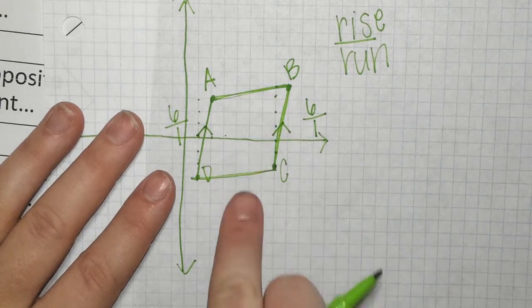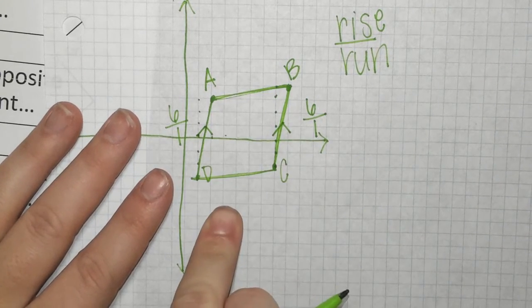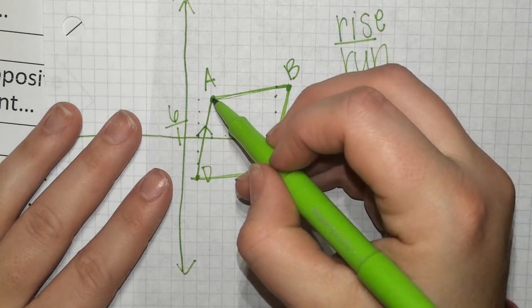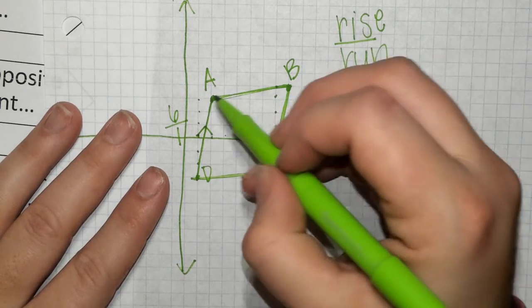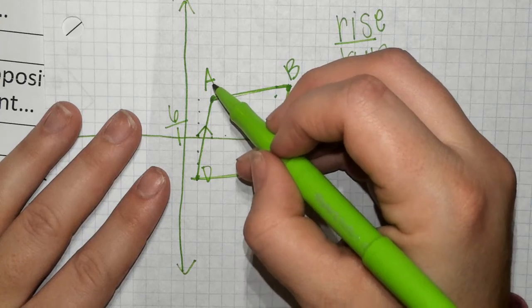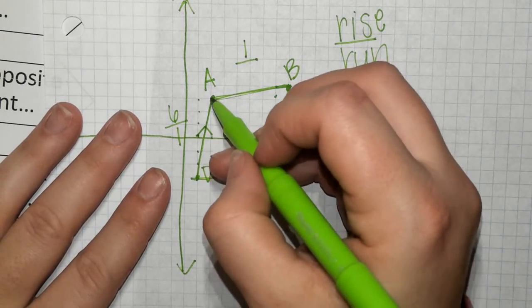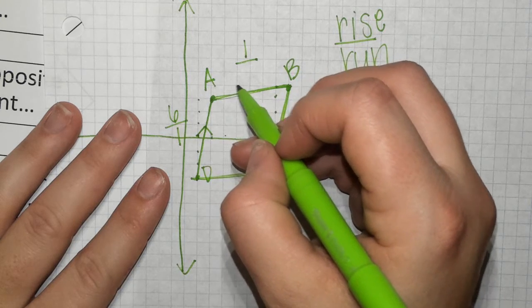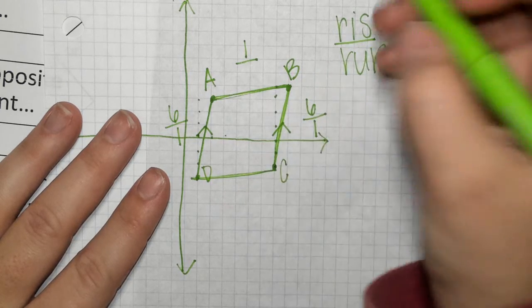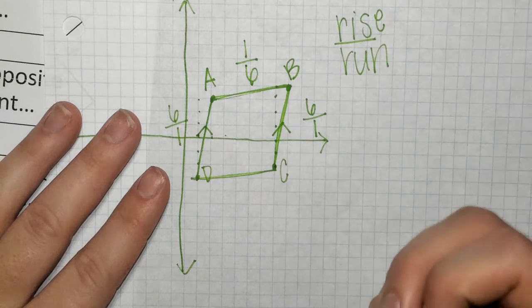However, we have to check the other side. So I'm going to count the rise. What's the rise on AB? We only go up how many? 1. And then your run is going to be longer. 2, 3, 4, 5. I did get 6 too.